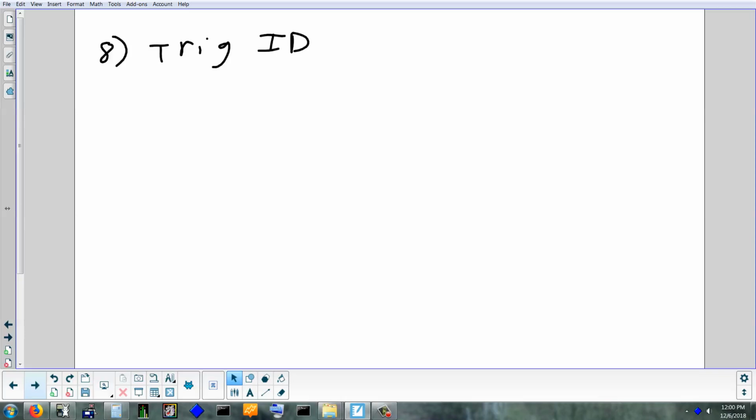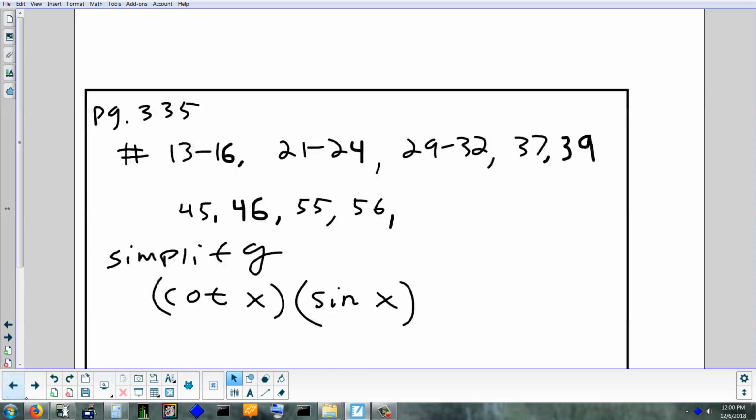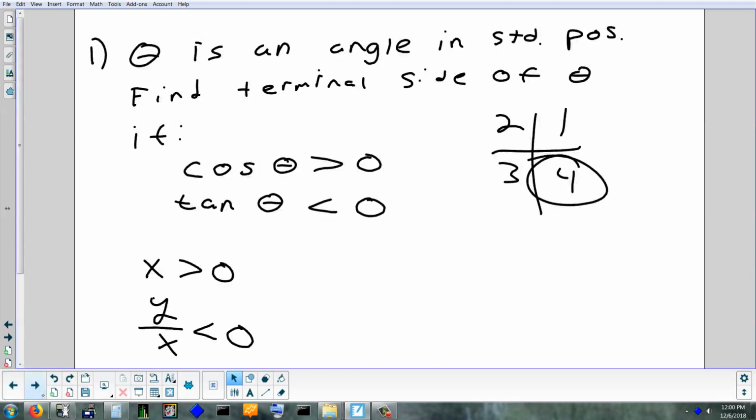What was the first topic? The first topic was this idea, finding where the terminal side of an angle would be.